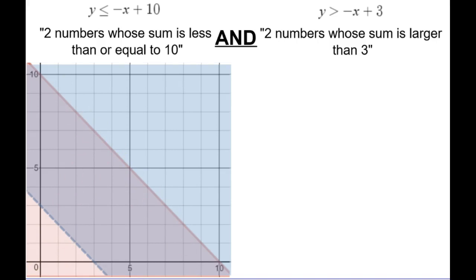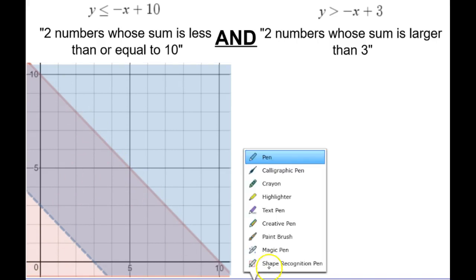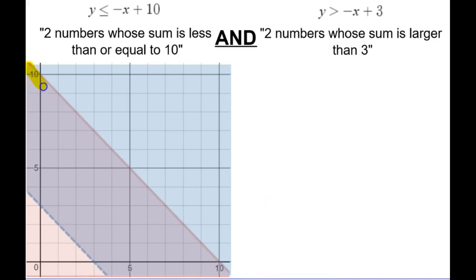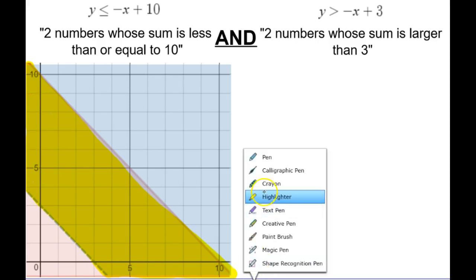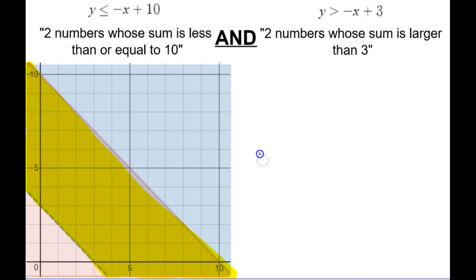And so the area in which they're going to overlap, and I will take my highlighter pen to show you, the overlapping area is everything in between here. This creates my solution area when we do a system of inequalities. So in short, a system of inequalities is when both the shaded areas are overlapping each other. And so this, if I can find my pen, there it is. This yellow area is my solution area.